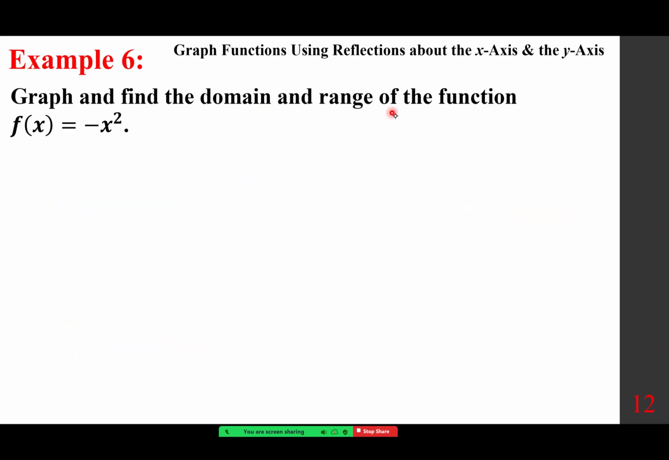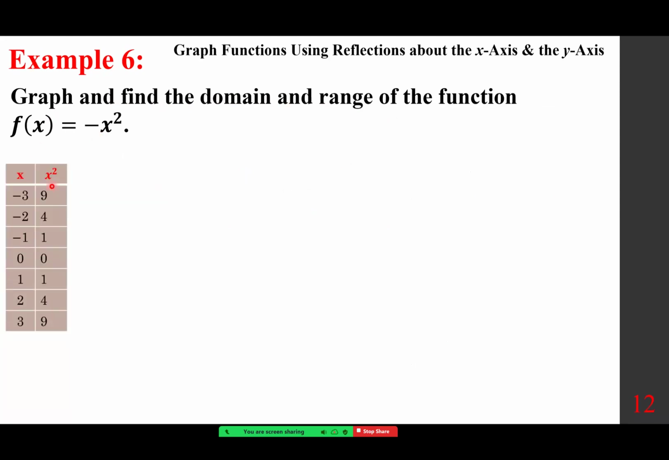Graph and find the domain and range of the function f of x equals minus x squared. Well, we have seen these two columns before, okay? So I'm going to repeat the same. So if we go with minus x squared, simply put the second column has to be negated. For example, if I put -3 here, squared is a +9, negative in front of it makes a -9. So negate this column: -9, -4, -1, 0, -1, -4, -9.